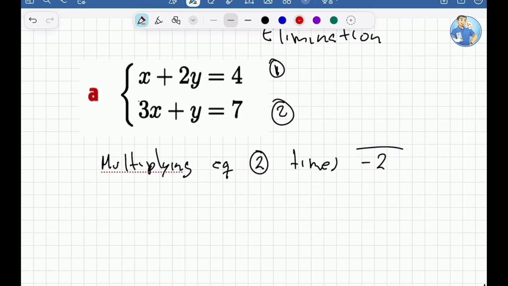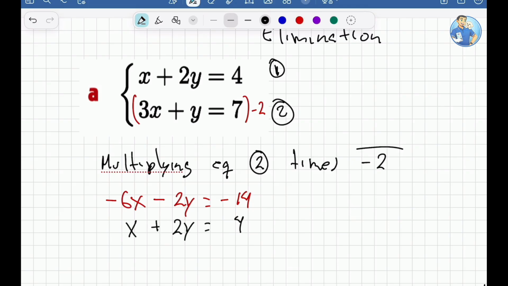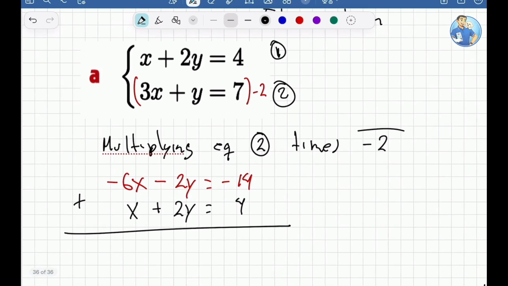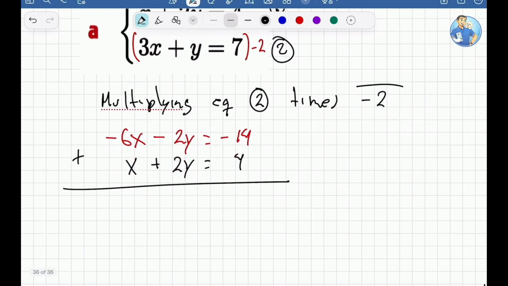So just as a reminder, this is like times minus 2. So we have minus 6x and minus 2 times y equals minus 14. Then we can copy the first equation. So we can perform this addition. And this is minus 6x plus x. This is minus 5x. Here comes the elimination thing. So here, this will be 0. Then equals what? Minus 14 plus 4, minus 10.